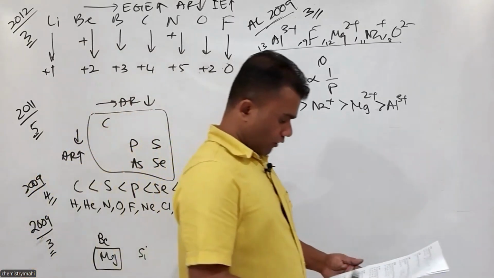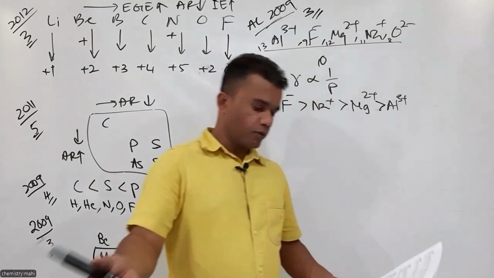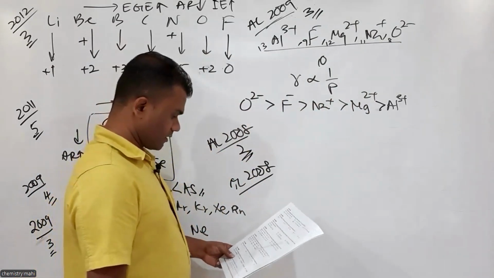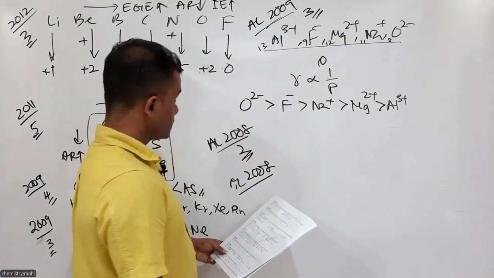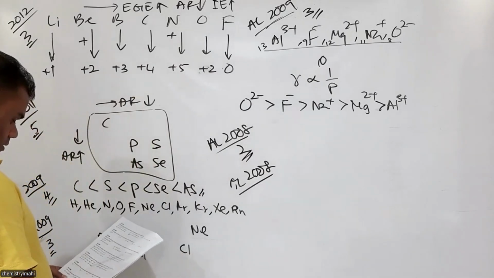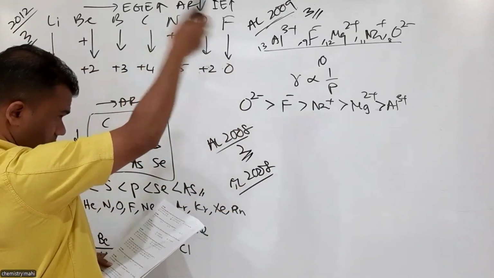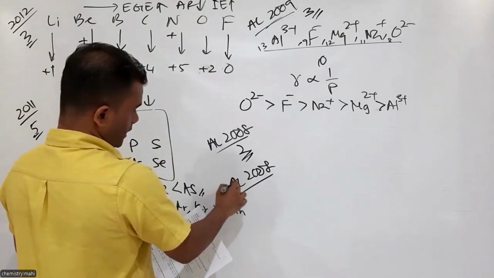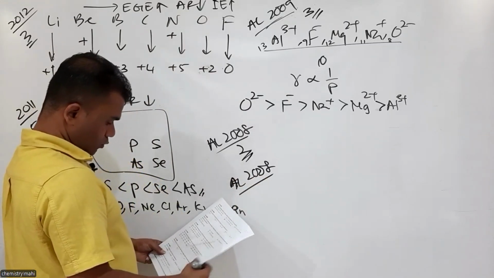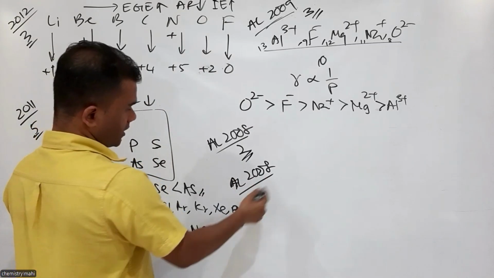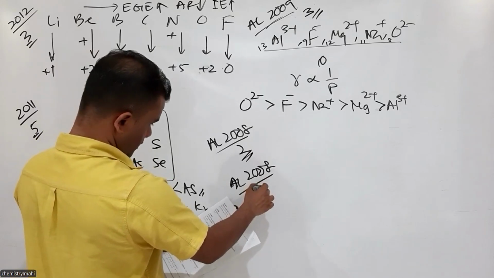Next one also 2008, the two elements which are liquid at room temperature. Did I miss something? Yes, I missed one 2009 question. Okay, I'll come back to that one. A-level 2008, they asked two elements which are liquids at room temperature. I gave it. Mercury and bromine, third answer.